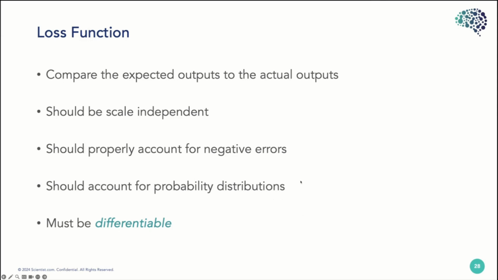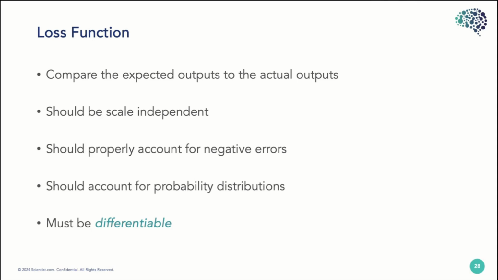It should properly account for negative numbers, right? So if you had 2 nodes in your output layer that were expecting 10, and one of them got a 15 and one of them got a 5, you don't want an error of 5 and an error of -5 to cancel out and give you an error of 0, because that's not a useful way of looking at the error of your entire network.